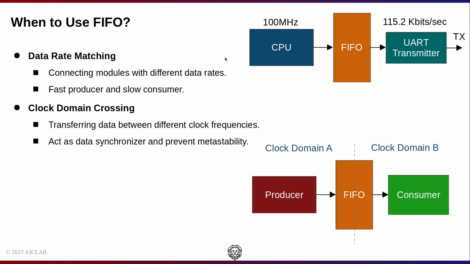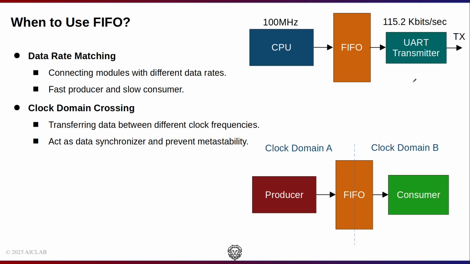First, data rate matching. When the producer is fast and consumer is slow. Consider this example. Here the CPU works at 100 MHz, but the UART transmitter can send data at roughly 100 kilobits per second. Without FIFO, the CPU should wait for a long time between each write operation. In this use case, FIFO acts as a buffer to smooth data flow.